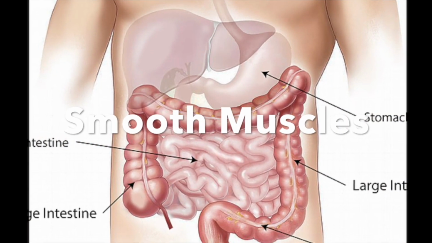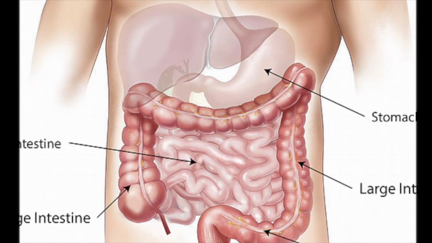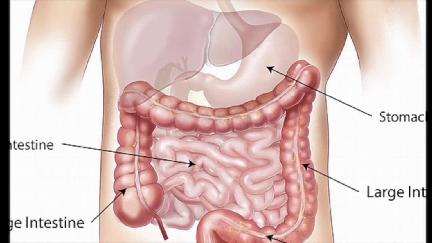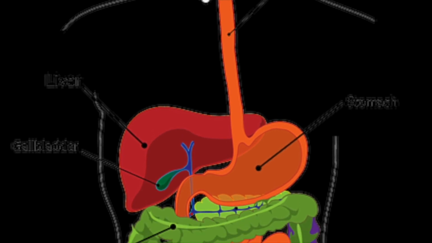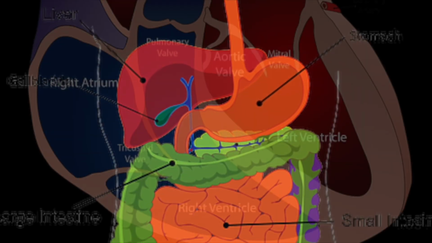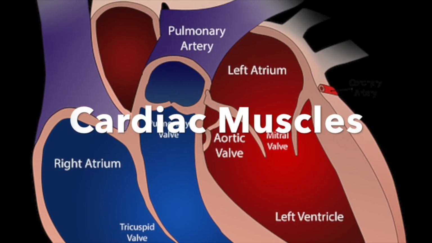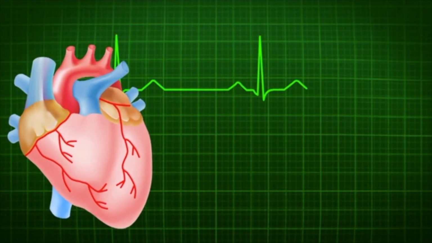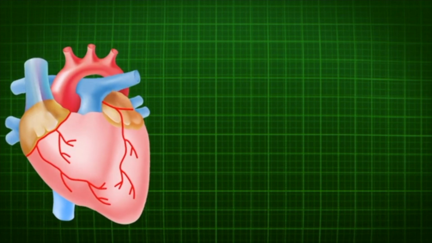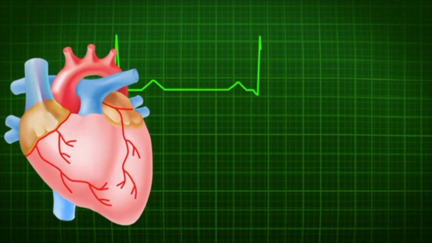Smooth muscles are involuntary muscles that work in internal organs like your digestive tract. And finally, cardiac muscles are involuntary muscles that make your heart pump. Cardiac muscles are found only in your heart.